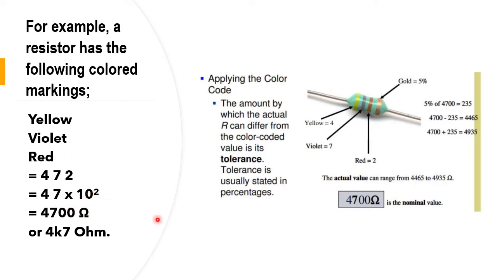So 10 squared, or to the second degree, then we have 47,000 ohms, or 47K ohms. Again, first digit is 4, which is equivalent to yellow. Second digit is violet, which is equivalent to 7, times 10 raised to the power of 2, because the value of red is 2. That is why this is 47,000 ohms.